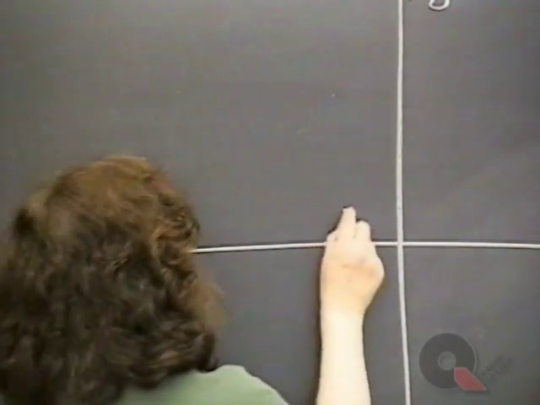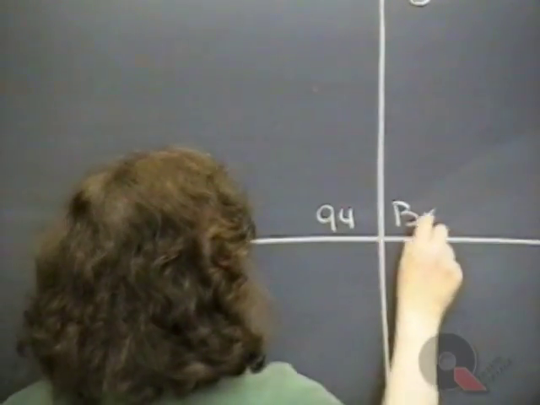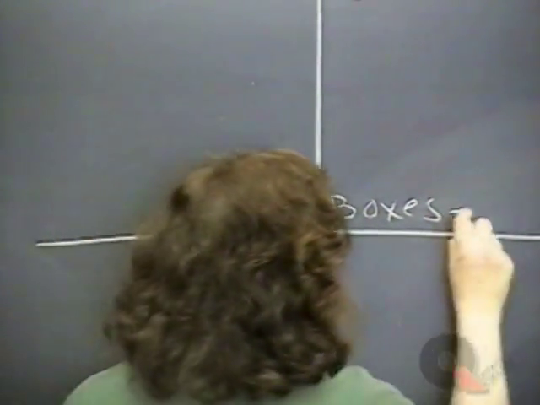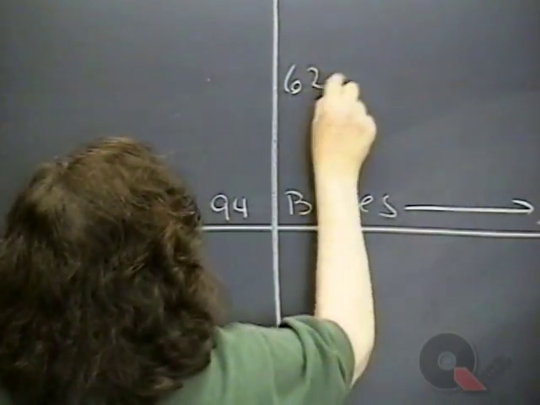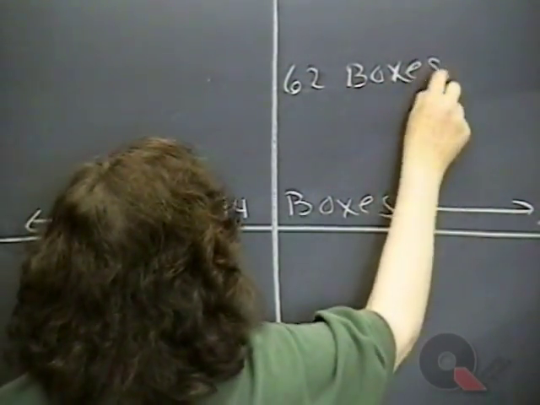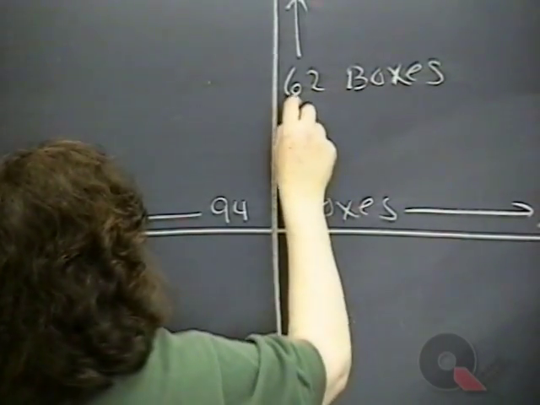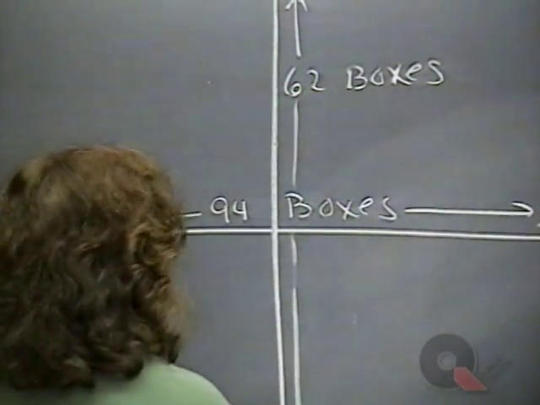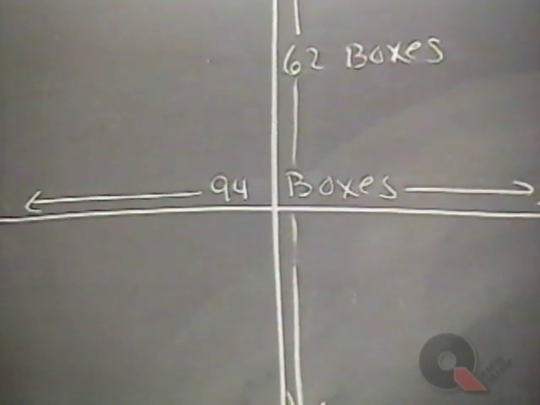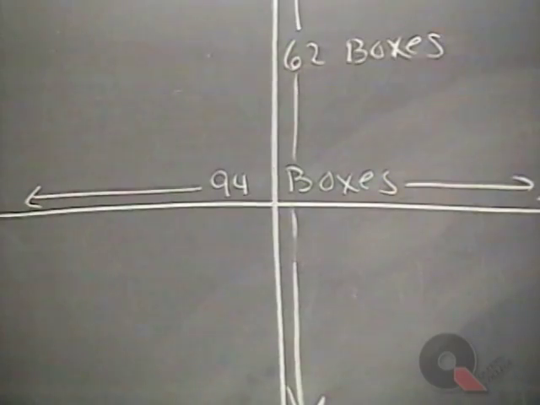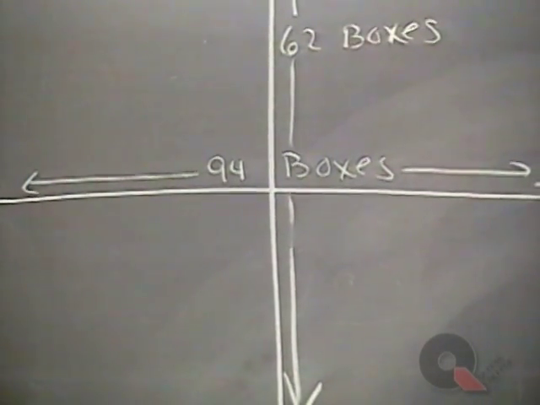There are 94 boxes moving from left to right, and 62 boxes moving up and down. And it's going to graph your picture on this graph paper, which has 94 boxes left and right, and 62 boxes up and down.